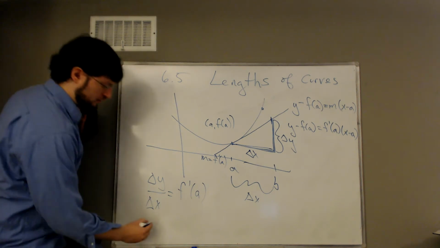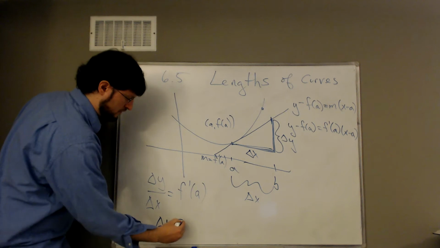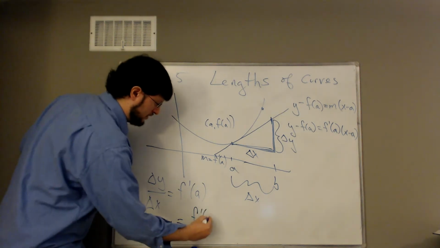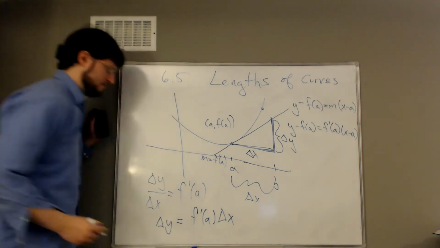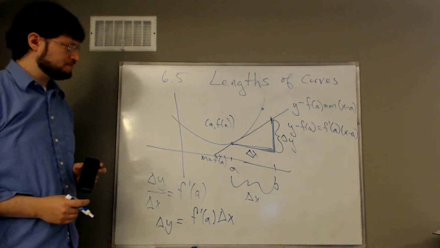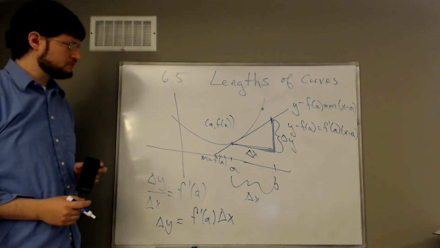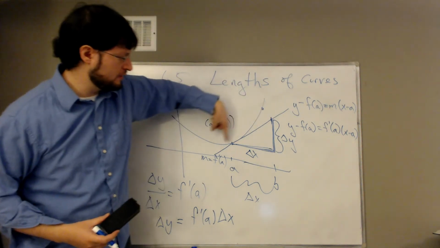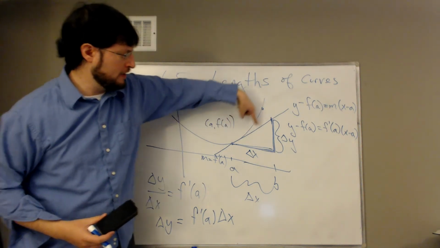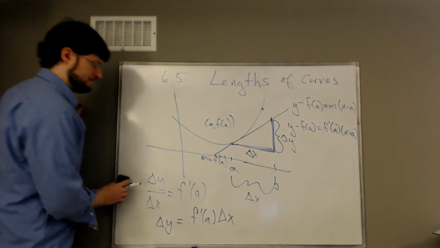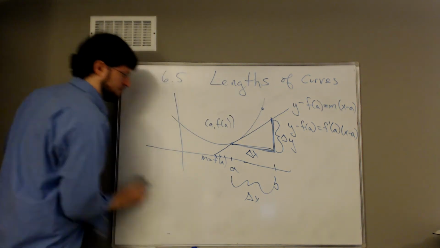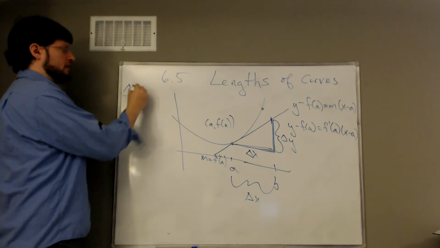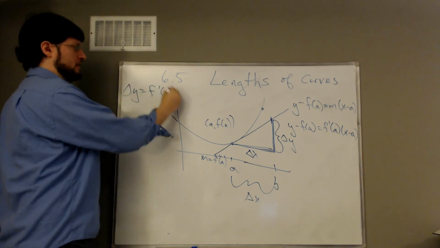So that delta y is f prime at A times delta x. All right, so now what's the distance of this tangent line between this point A and this point B? Let me keep this part up here. Delta y is f prime at A times delta x.